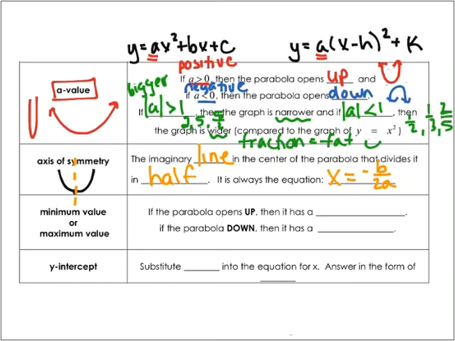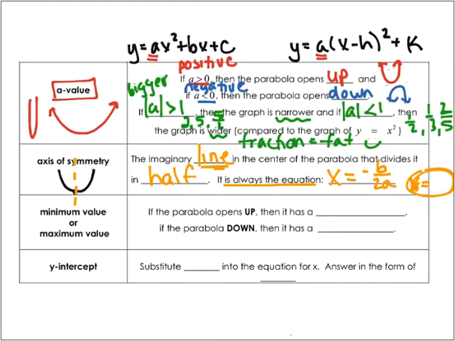Make sure you're really careful when you're doing this. It's an equation, it's a line, it's an imaginary line. So if you don't put x equals, you're going to get it wrong. That's one really important thing, and I'll keep focusing on that in class. But axis of symmetry is always a line, x equals.